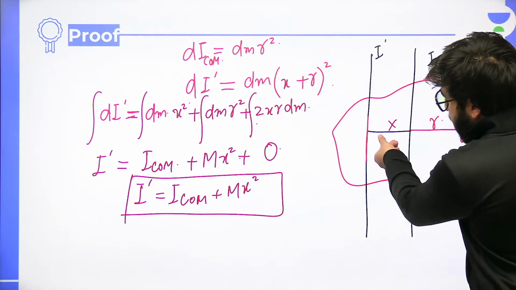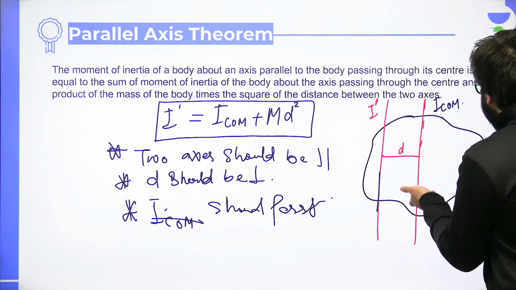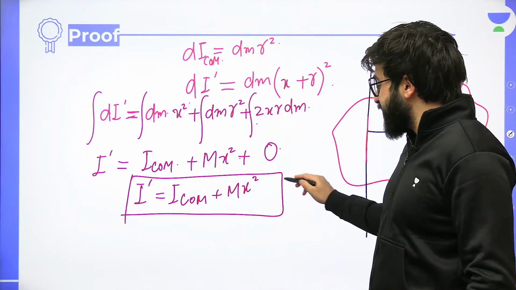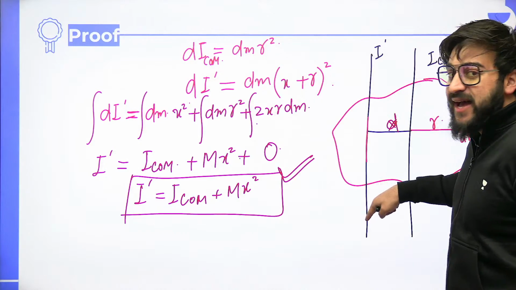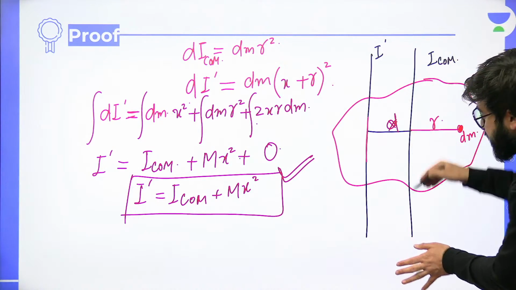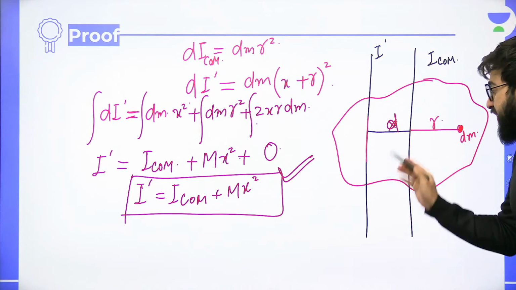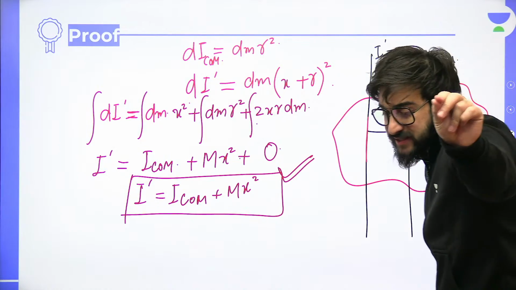Previously it was md square because I took d over here. It's one and the same thing. Name it d, put d again, it's one and the same thing. Understand? This is the proof of this. This is the moment of inertia about this axis. If you know the moment of inertia about an axis passing through its center of mass, and these two axes should be parallel to each other, this distance should be the perpendicular distance between the two axes. Keep these things in your mind.